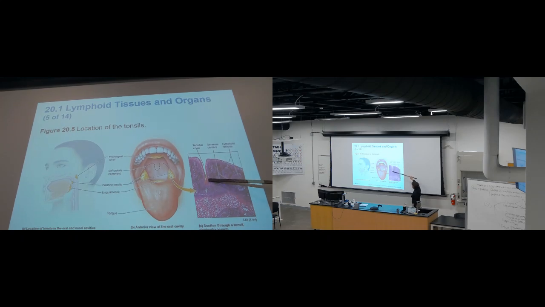Like mucus, get trapped, and then if you have any microorganisms, they become trapped in here, and then the lymphocytes detect it, and then they secrete antibodies. And then again, these spaces can also trap food particles, and they can become infected.